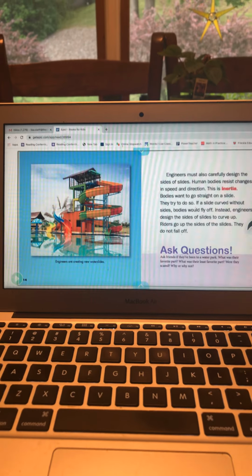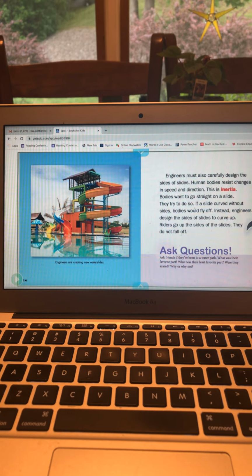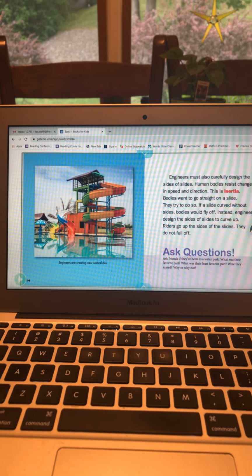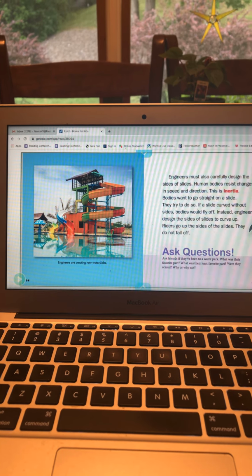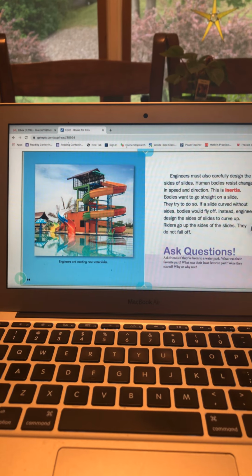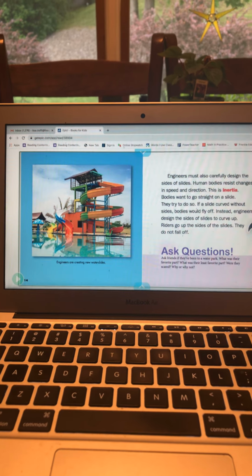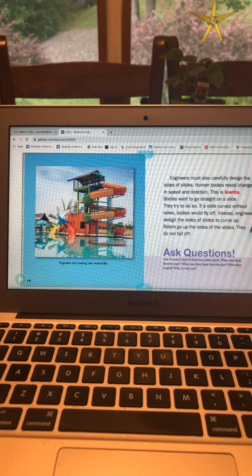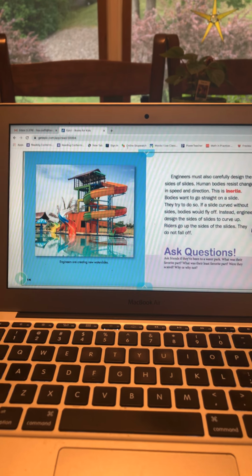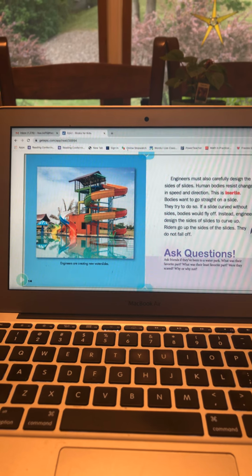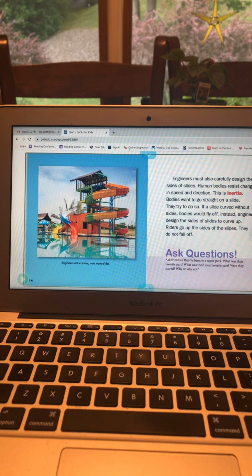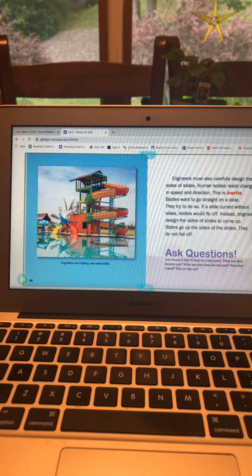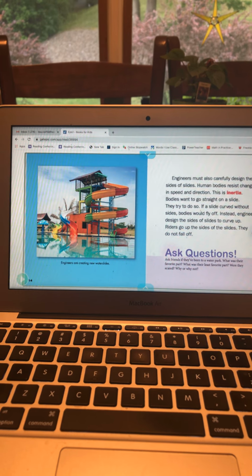Engineers must also carefully design sides of the slide. Human bodies resist change in speed and direction. This is inertia. Bodies want to go straight on the slide. They try to do so. If the slide curves without sides, the bodies will fly off. Instead, engineers design the sides of the slide to curve up. Riders go up the sides of the slides. They do not fall off.